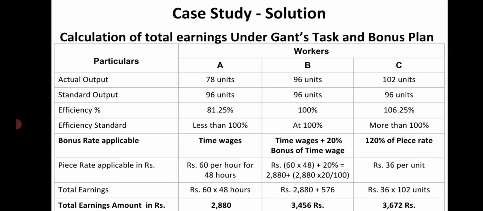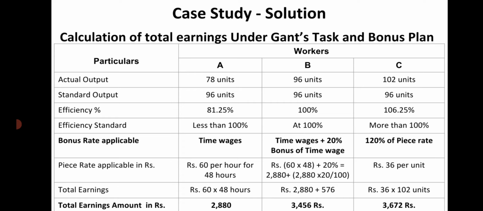Same here, the Gantt task bonus plan. Output for A, B and C: 78 units for A, 96 for B, 102 units for C. Standard output 96 units for all 3 workers. Efficiency percentage once again 81.25 for A, 100% for B, 106.25% for C. A belongs to less than 100%, B at 100%, C more than 100%. Bonus rate applicable: for A, time wages only. B, time wages plus 20% bonus on time wages. C, 120% of piece rate.